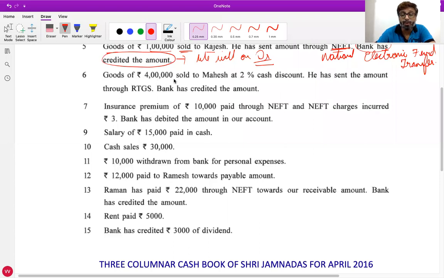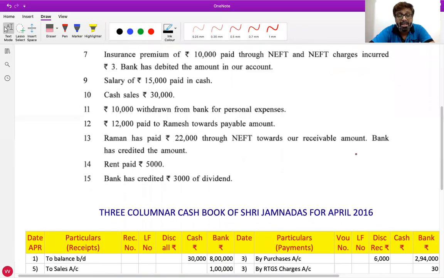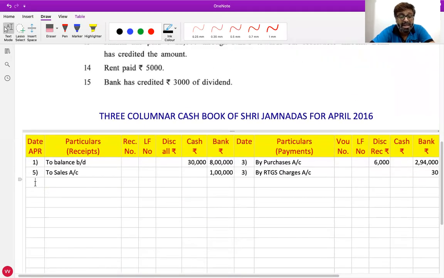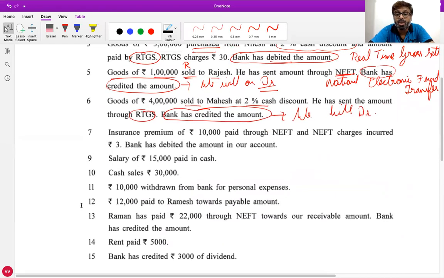Goods of rupees 4 lakhs sold to Mahesh at 2% cash discount. He has sent the amount through RTGS. Bank has credited, we will debit. So easy. Now again sold the goods, so debit side. What is the date? 6. Particulars: to sales account. Now first you count the discount.